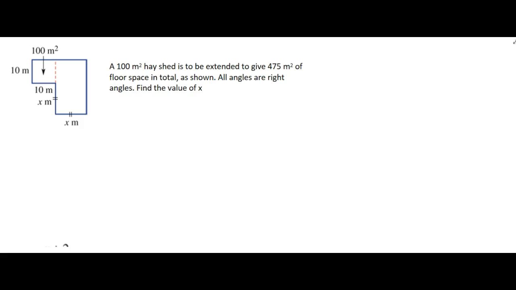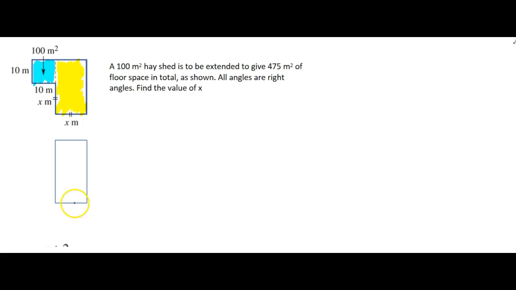Okay, so this bit here is being added on. Originally we've just got this little bit here, and that's 100 metres squared. It's quite easy to tell that. So what we need is to work out x and x here. So let's just draw the yellow bit by itself. I'll try and do it as best I can, and we'll work out some things about it.